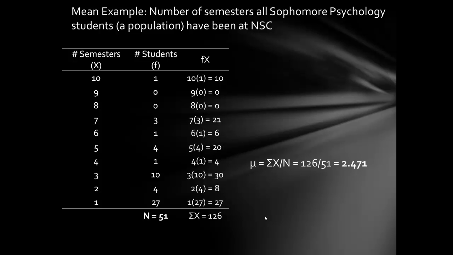Then you just plug those values into the formula for the mean. See, this is a population, so we're using mu for our symbol. We're also using a capital N to represent the population size, the number of scores in our population. The sum of X is 126 divided by 51 scores, and we end up with a mean, population mean, of 2.471.